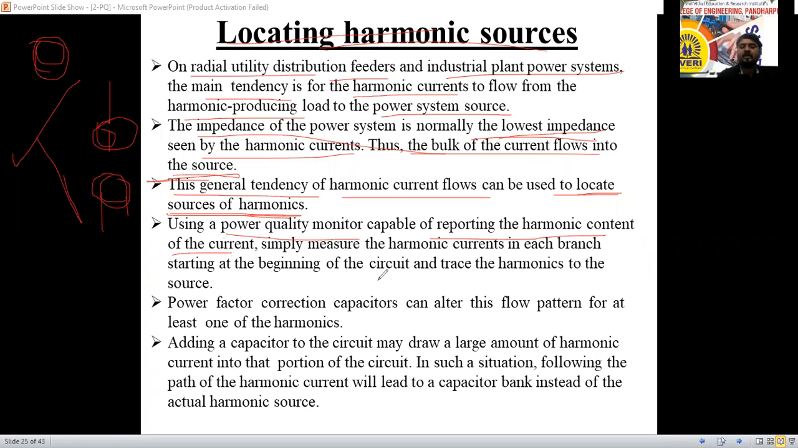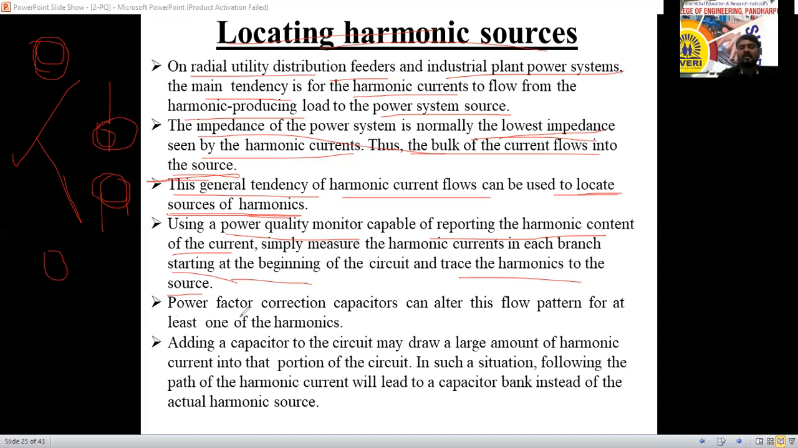Simply measure the harmonic currents in each branch, starting at the beginning of the circuit, and trace the harmonic to the source. Starting at the beginning of the source or whatever supply we are using, we have to observe the current values there. After some resonance and adding capacitors or removing them by rearranging the system or circuit, we have to measure again.